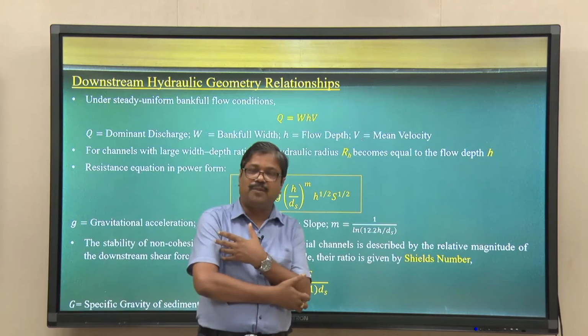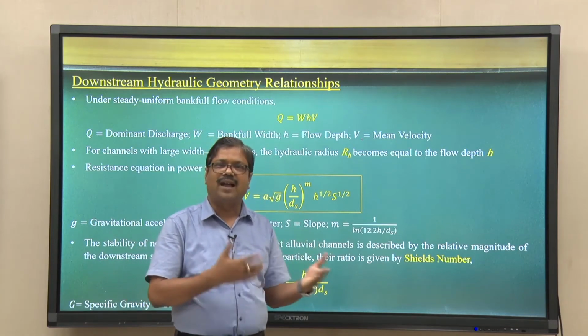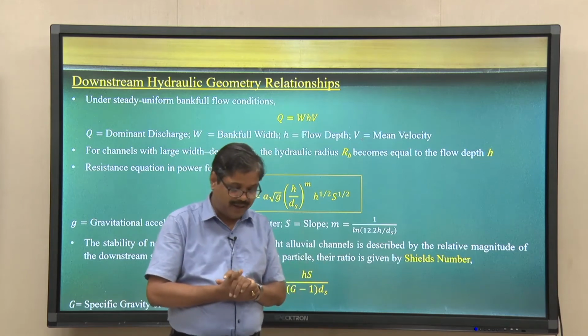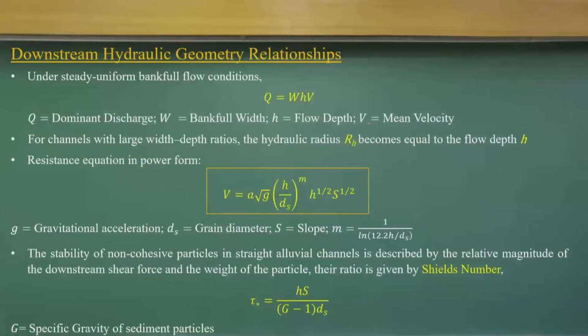Now, if I go to the next level, we look at the basic relationships. Again, we look at the simple continuity equation and the flow resistance equation. The simple continuity equation says the discharge is area into velocity. Here W is the width of the river, H is the flow depth, and V is the velocity, so the discharge Q equals W H V, that is area into velocity.